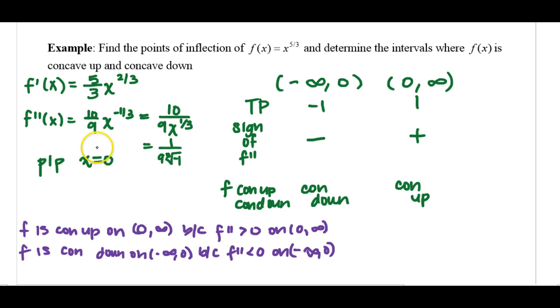And then it turns out that my possible inflection point x equals 0 is an actual inflection point because I had a change in concavity from concave down to concave up at the x value 0. So my inflection point is 0, f of 0. So if I substitute 0 into the original equation, I'm going to get 0. So my inflection point is 0, 0.